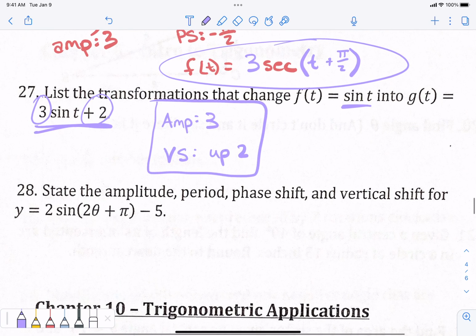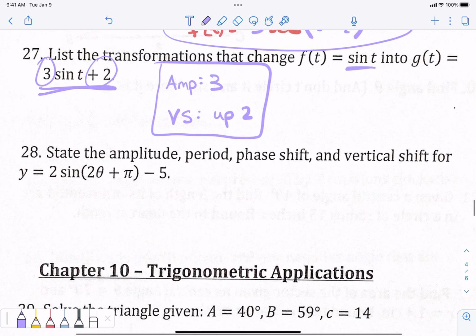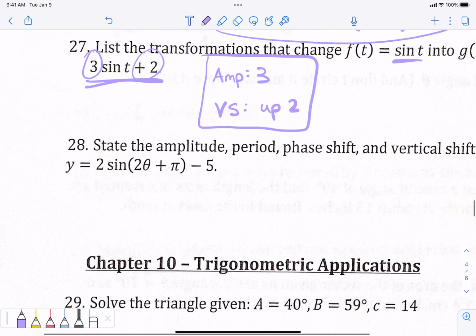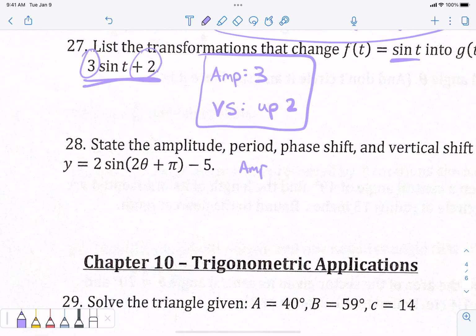28. State the amplitude, period, phase shift, vertical shift. This is all of them, right? So let's list them all out. Amplitude, period, phase shift, vertical shift. The easiest ones to do are amplitude and vertical shift. Amplitude is 2. Vertical shift is negative 5, down 5. Right? Vertical shift down 5.